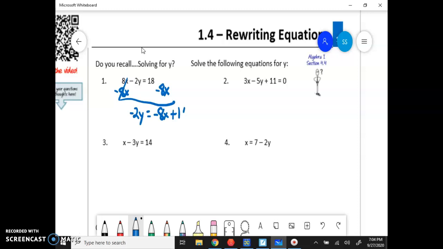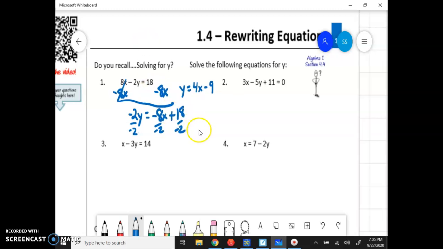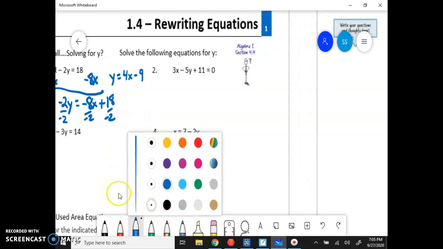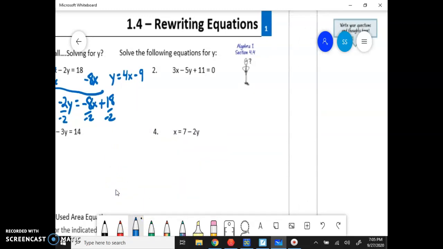This is a positive 18, so we'll put plus 18, and we'll divide by negative 2 on everything. All right, and we're left with 1y is equal to negative 8 divided by negative 2 is 4, and 18 divided by negative 2 is negative 9. And there we go. All right, let's see if there's some more things we've got to do, like in this next problem here. Go to a smaller ink here.